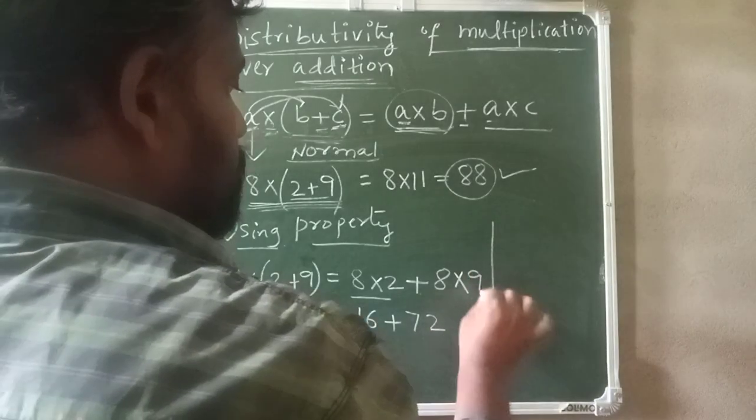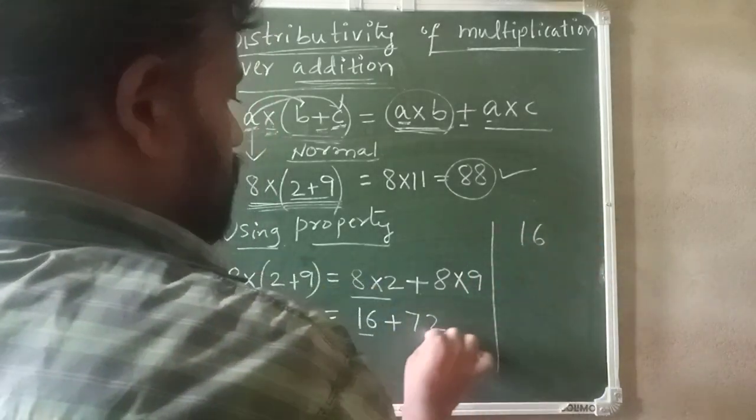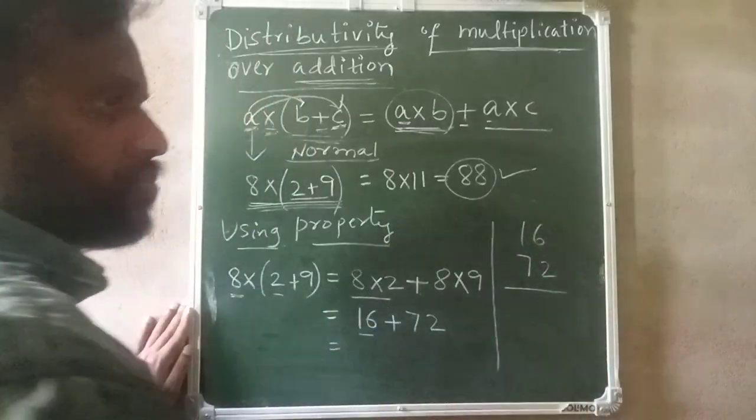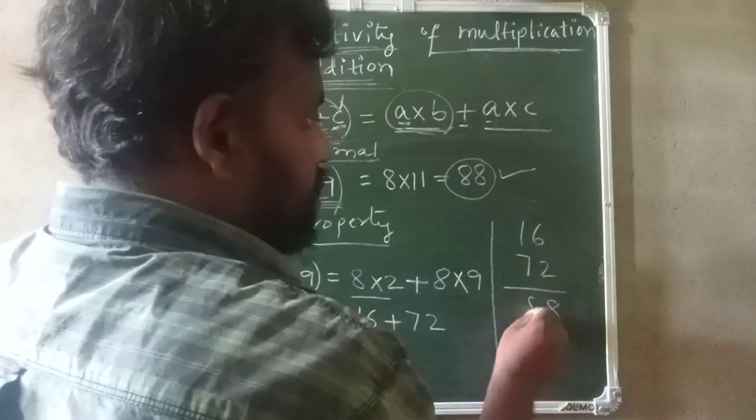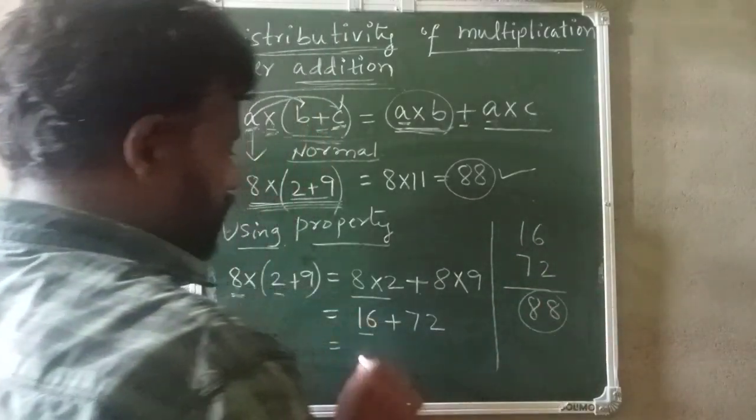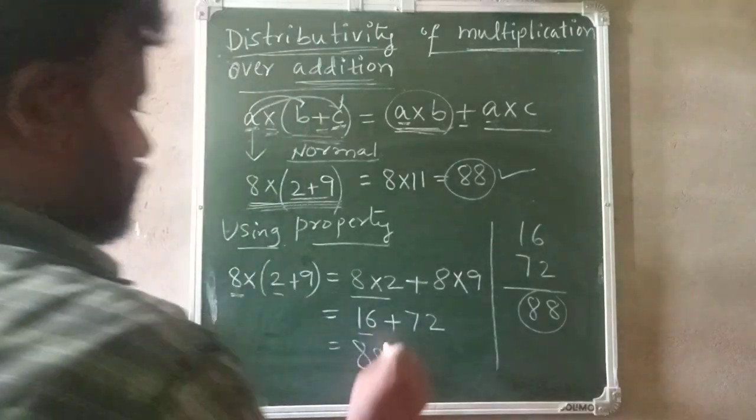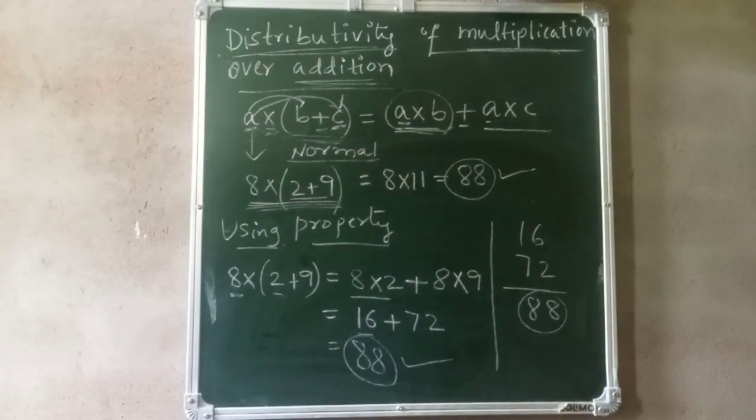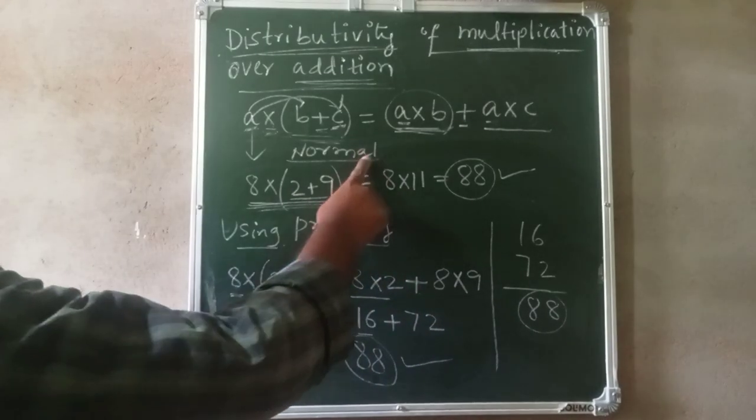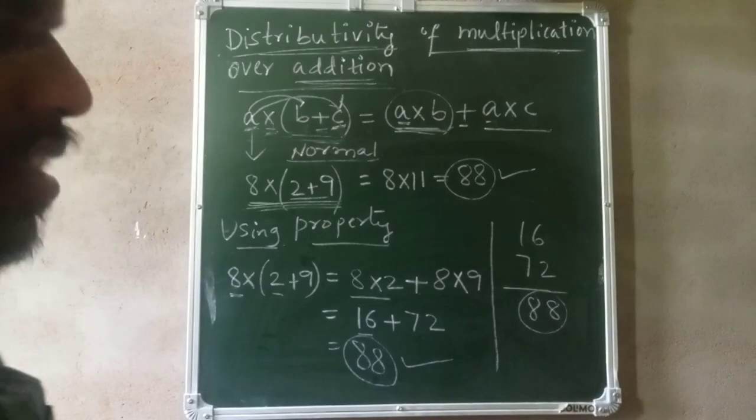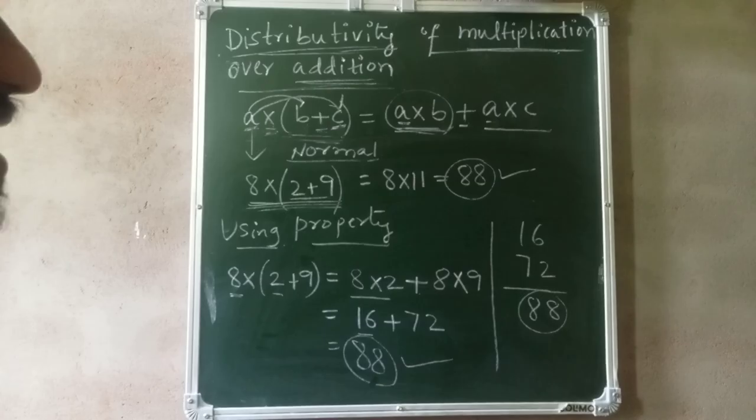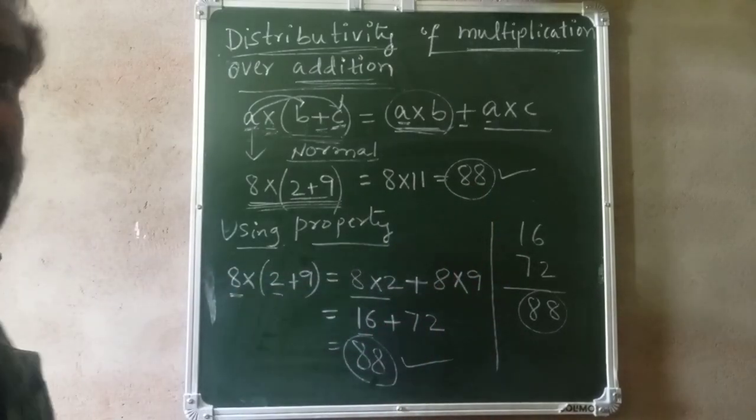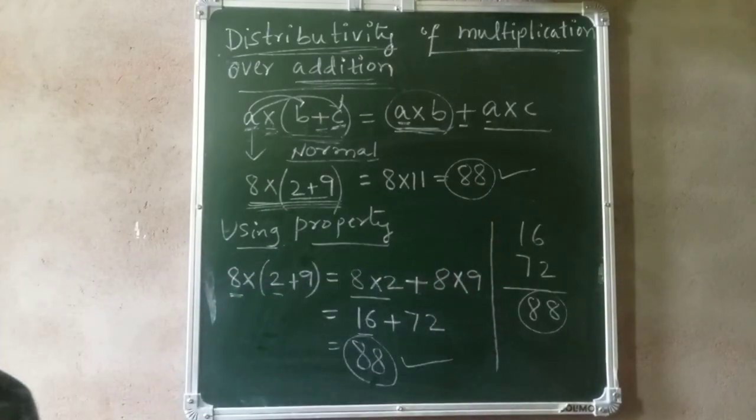I will add here. First 16, next 72. So we have to add: 6 plus 2 is 8, 1 plus 7 is 8. So we got 88 right here. See, we got 88 as the answer. Using normal multiplication we got 88 as the answer. Using the property also we got the same answer, 88. So these answers are matching, both are the same.